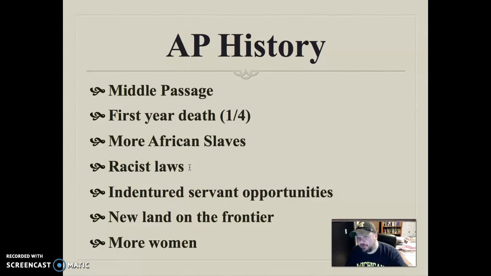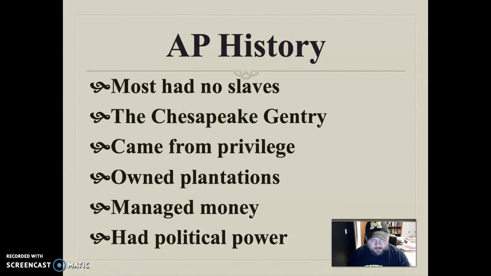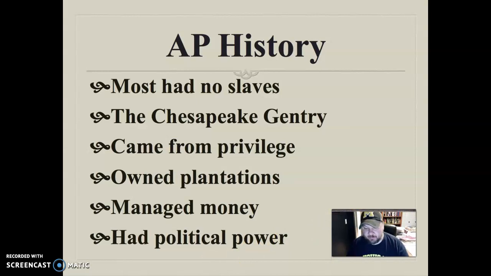There was more land on the frontier because we cleared people out. There were also more women over here, closer to 50-50. So more indentured servants had the opportunity to start families. This was kind of a big deal. Most of the people had no slaves.